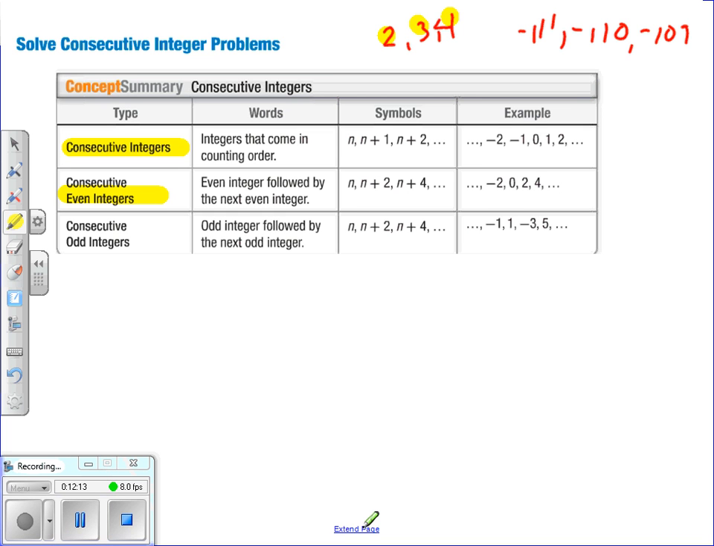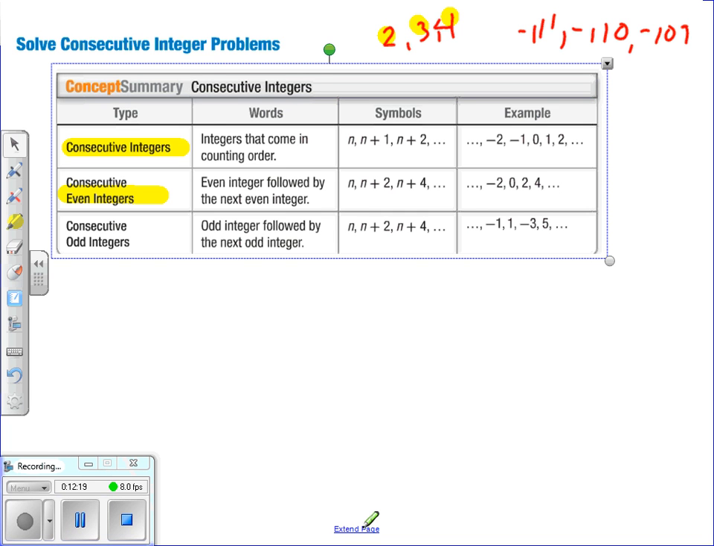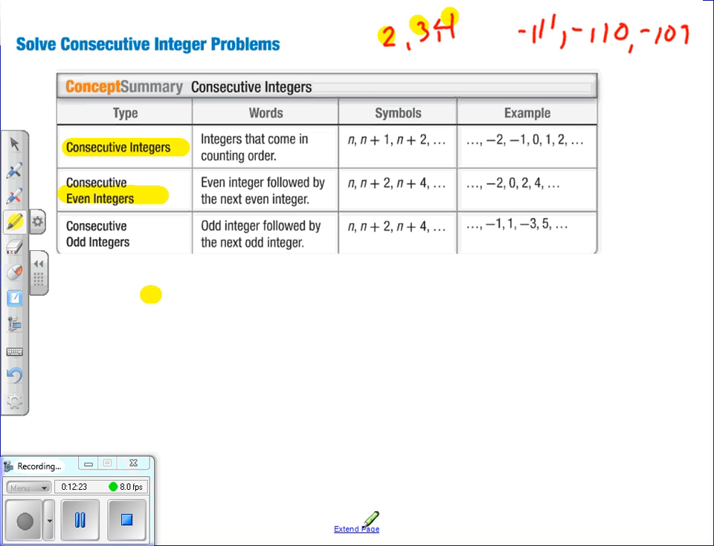Consecutive even integers, think about that. Even integers are like 0, 2, and 4. So if n was our number and it was 0 and we added 2 to it, we'd get to 2, right? If we add 2 to that, we get to 4. So to solve even numbered integers, it's n plus 2, and n plus 4.